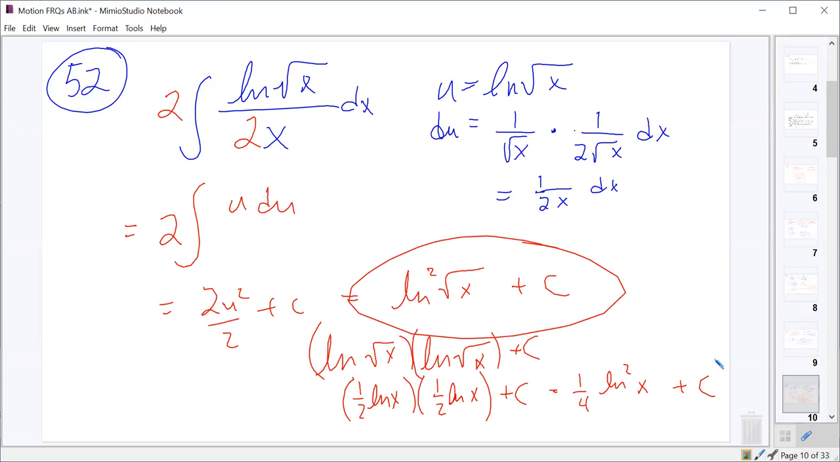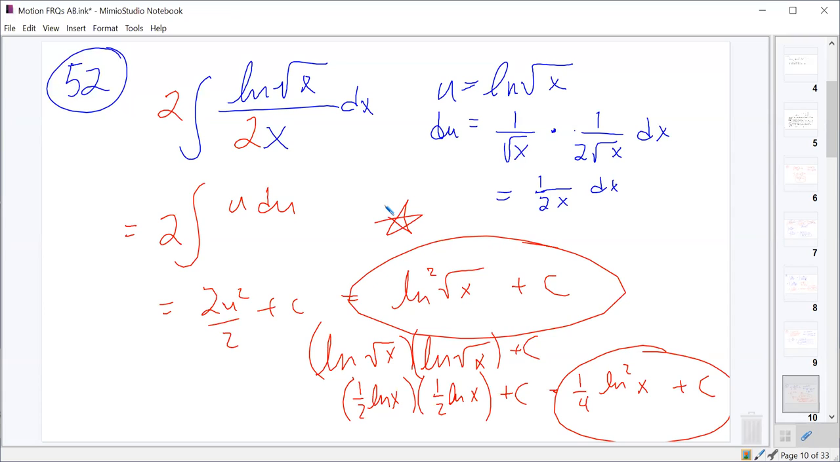Good or no? That's a pain that they would have done that. I would not expect you to have to. If that was on the AP test, I would expect that answer to show up in the multiple choice, not 1/4 natural log squared of x. But it's still good to know how to rearrange it.